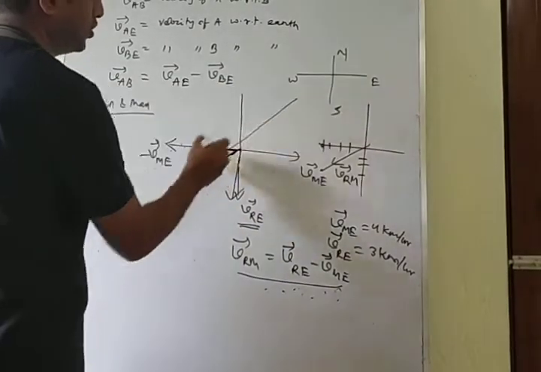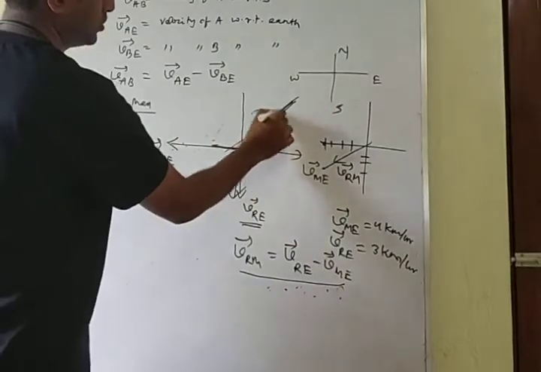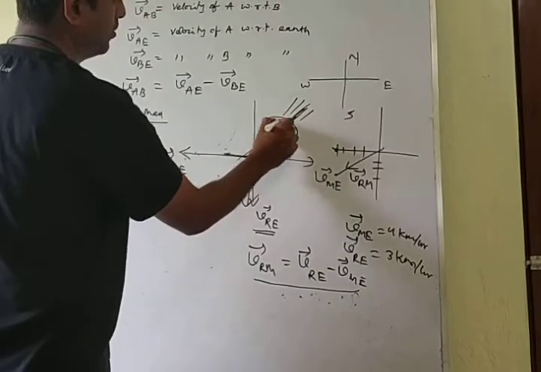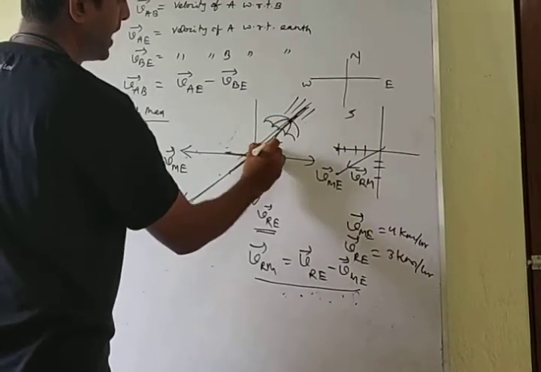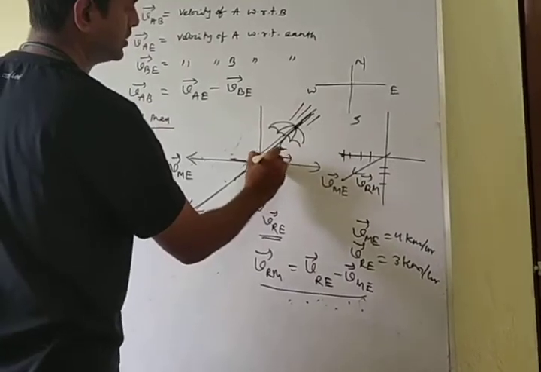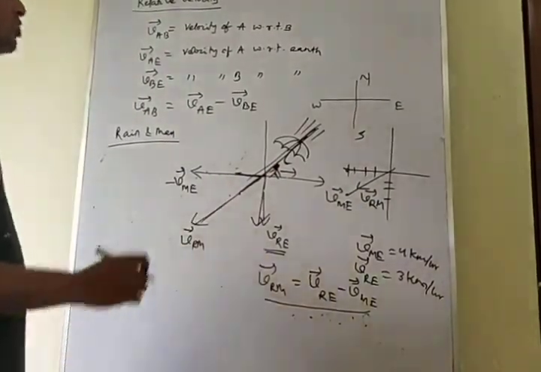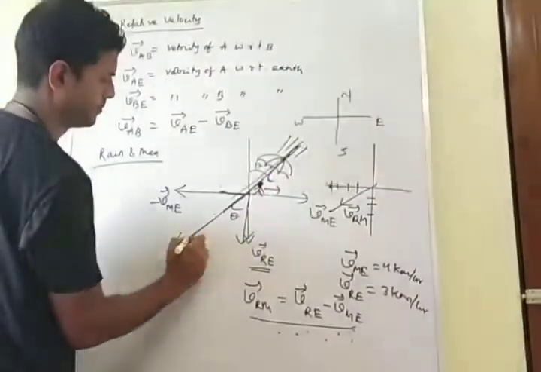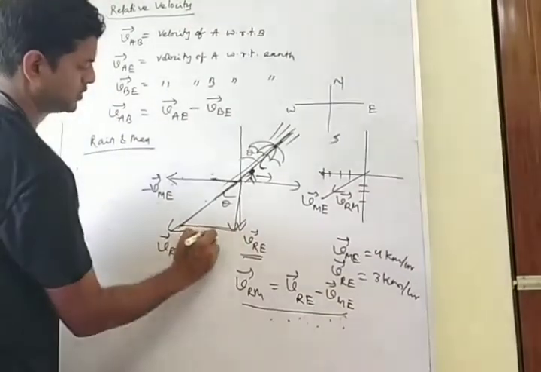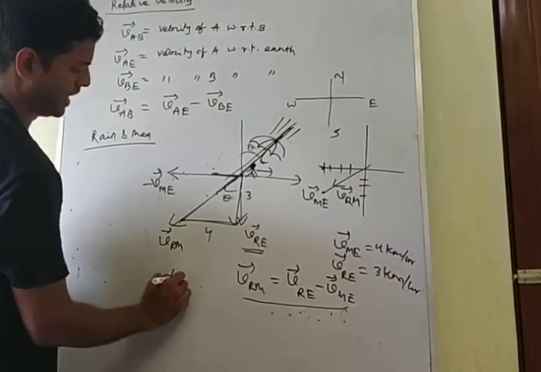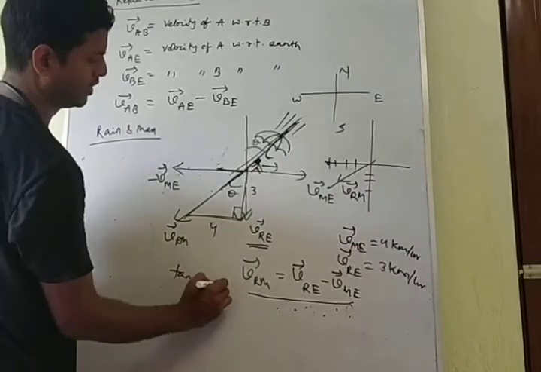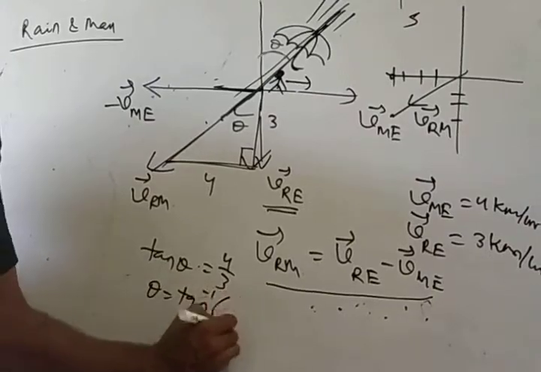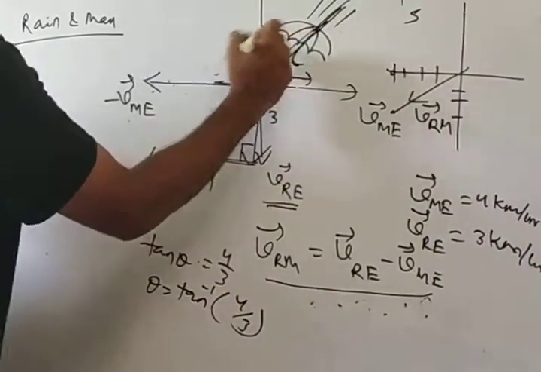I can draw from there. So I hold my umbrella like this. Rain is falling like this. So I will hold my umbrella like this. It means the man is going in this direction. So he should hold his umbrella at an angle theta. So it's very easy. This is theta, this is theta. Now let us try to find out theta. This will be 4, this will be 3. So tan theta, if this is perpendicular, tan theta will be P by B, 4 by 3. So theta equals tan inverse 4 by 3 with respect to vertical.